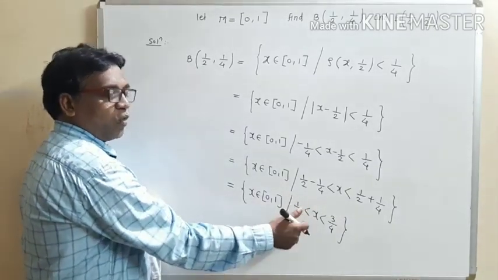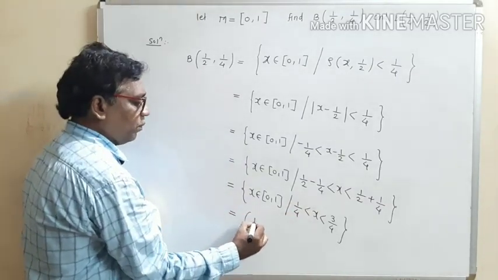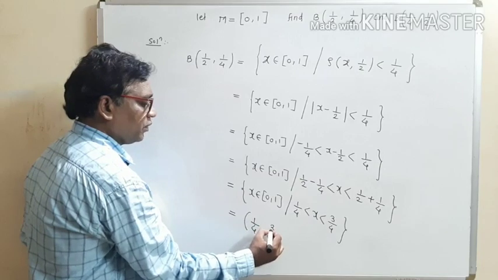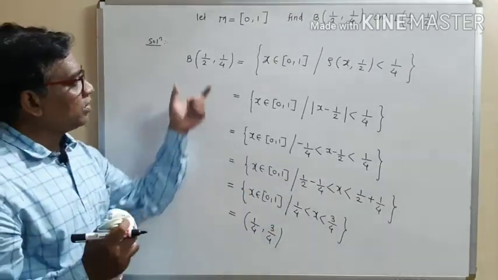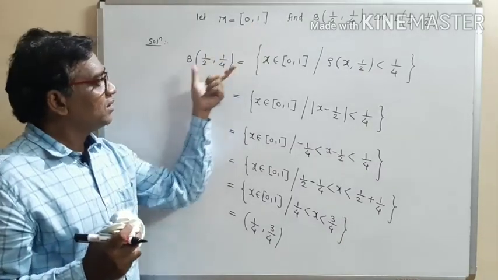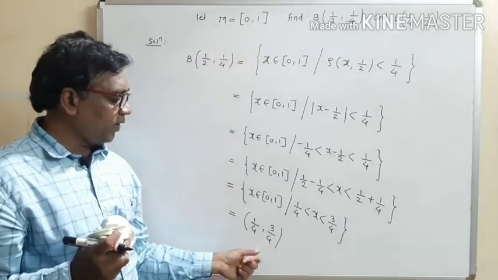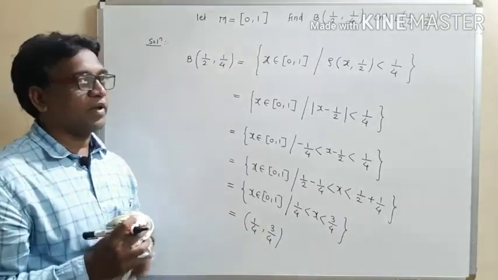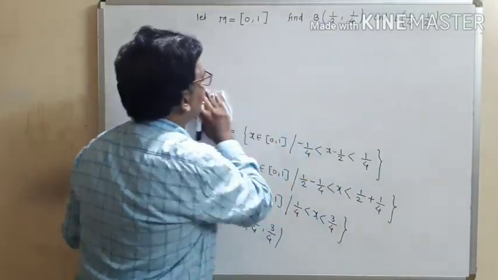It is nothing but the open interval. So what is this open sphere? It is nothing but the open interval 1/4 to 3/4. So see, the open sphere in the metric space closed interval [0, 1] is nothing but the open interval 1/4 to 3/4. Now let us find out the next sphere.